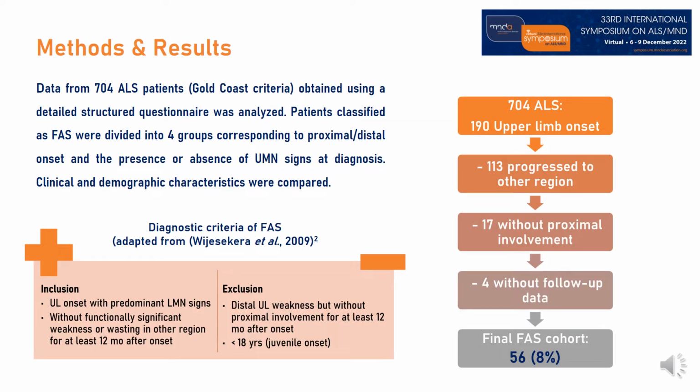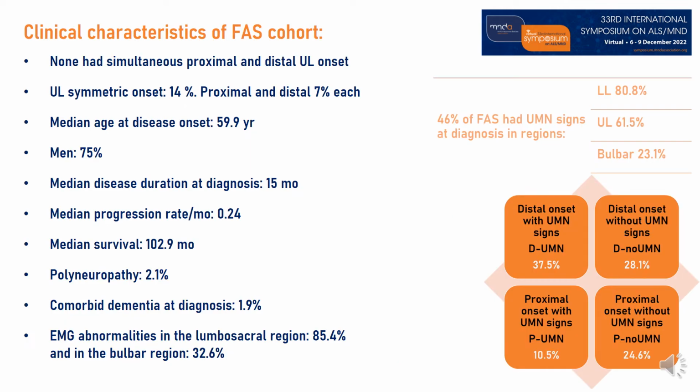From the 190 patients with upper limb onset, 134 were excluded according to the definition of flail arm syndrome. A final cohort of 56 flail arm patients was included. Distal onset was more common and symmetric onset was rare. The clinical characteristics are similar to what has been described before.